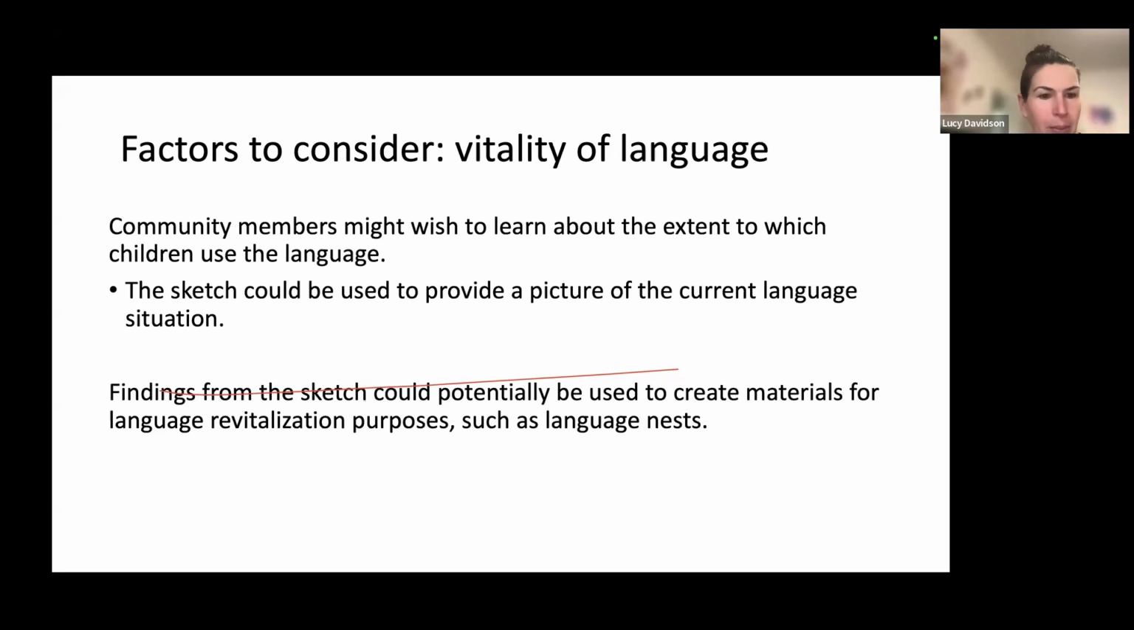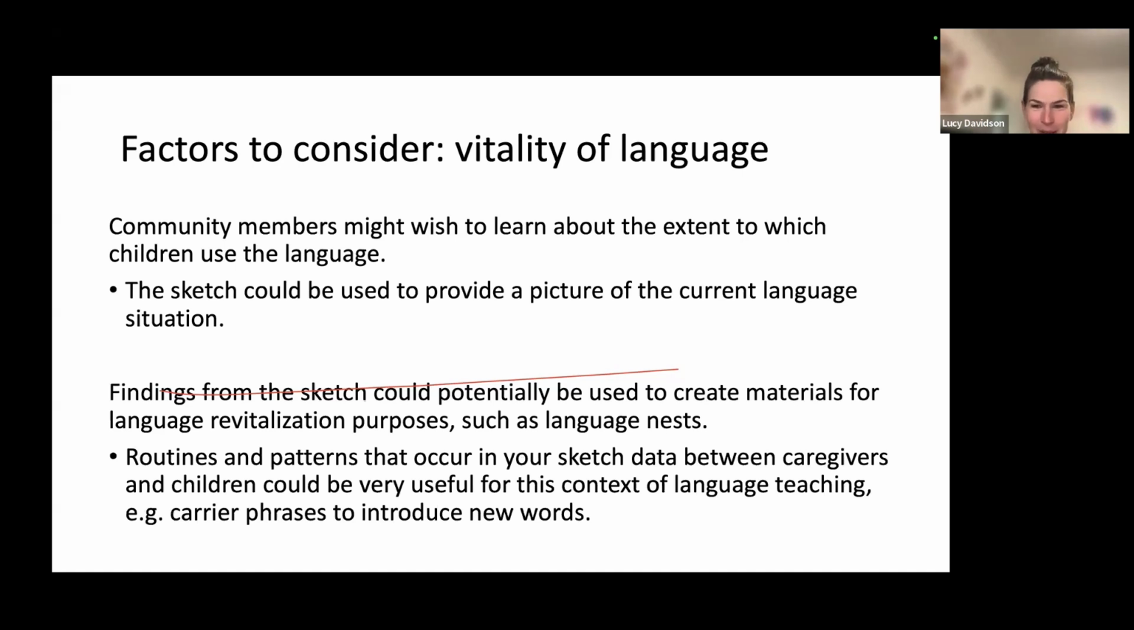So, for example, things that could be really useful from your sketch in this situation could be routines and patterns that you find in your sketch data between caregivers and children. And it could be really useful for language teaching, in carrier phrases to introduce new words in a way that caregivers currently do with children. So that could be a really useful bit of information.